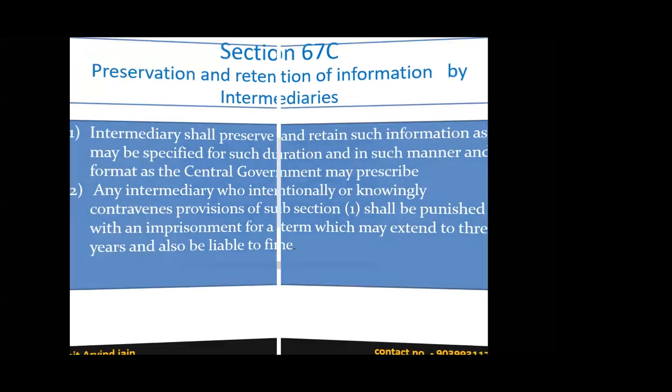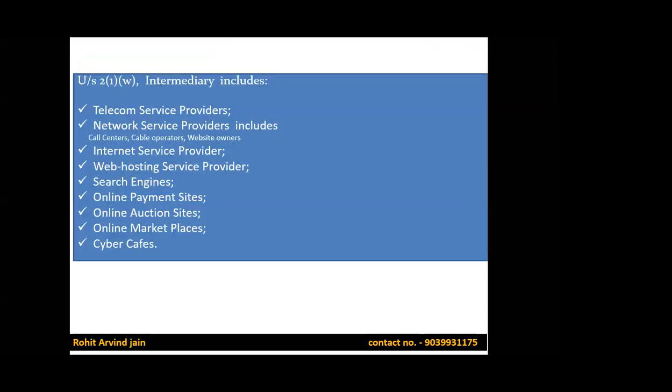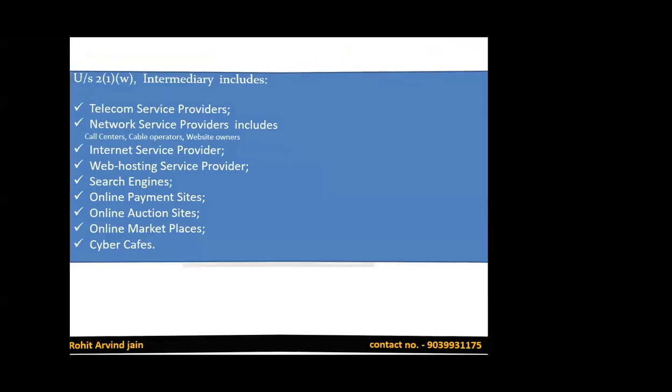And intermediaries, according to Section 2(1)(w) of our IT Act, include network service providers, telecom service providers, NSPs, call centers, cable operators, website owners, ISPs, internet service providers, web hosting service providers, search engines, online payment sites, online auction sites, online marketplaces, and cyber cafes. These are included as intermediaries, and they have to preserve and retain the data.